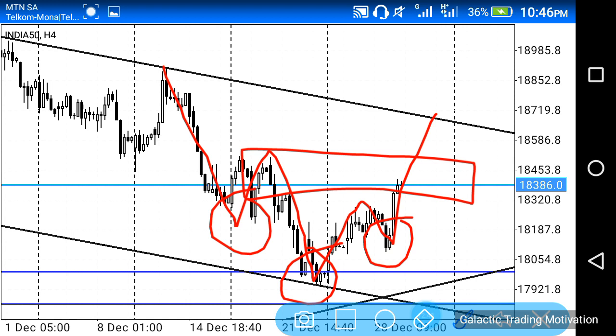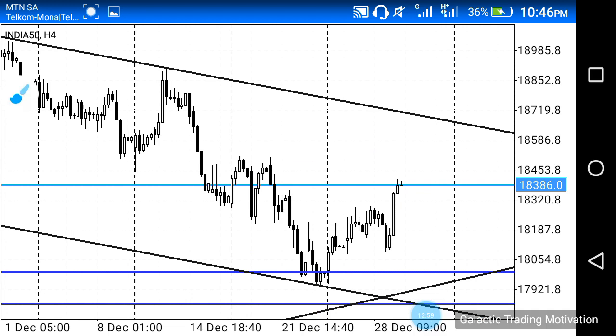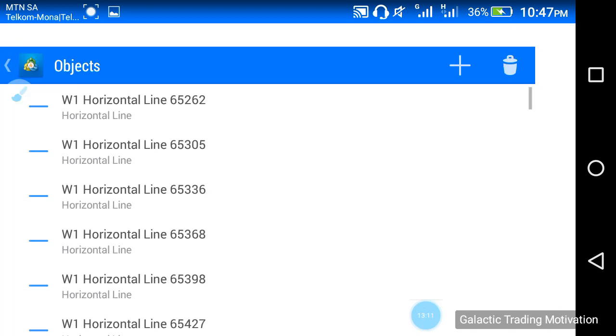And what I would love to see happen, as far as taking this pattern seriously goes, is for price to close above the neckline of that particular structure, right? So what does this mean, guys? This means, in my humble opinion, that India50 is very much mixed, and at this point in time we could see the market go in either direction, right?